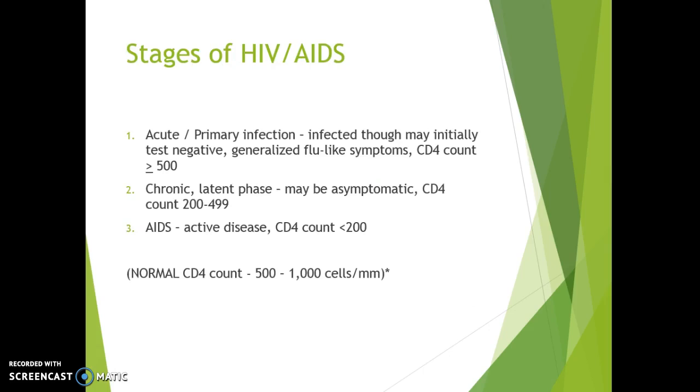There are different stages of HIV/AIDS. In the primary stage, after a person has been infected, the person may initially test negative, maybe for about 3 weeks. It says in your book, so don't quote me on that, but you can look it up. They may have generalized flu-like symptoms, and this is the acute phase. At this point, their T cell or CD4 count is greater than 500, and as you can see, I put what the normal CD4 count is. In the chronic or latent phase, they may be asymptomatic, and this is where their counts drop to between 200 and 499. In the late stage, the active AIDS stage, their CD4 count is less than 200.